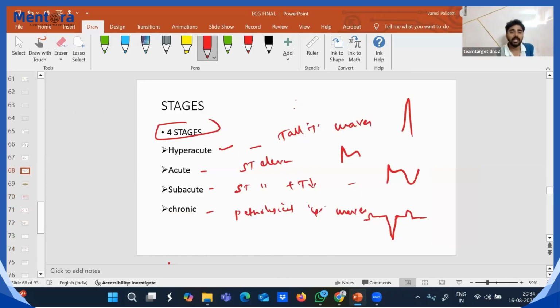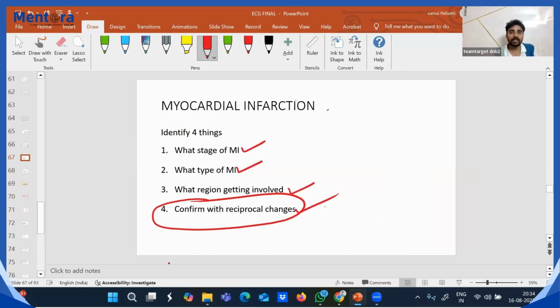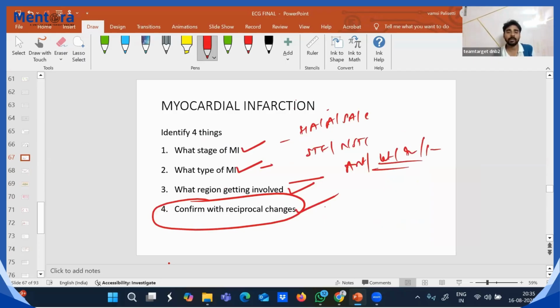What stage of MI it is, as we discussed: hyperacute, acute, subacute or chronic, based on tall T waves, ST elevation and Q waves. Then whether it is ST elevated MI or non-ST elevated MI, definitely you have to say. And the region involved: anterior wall, lateral wall, inferior wall or posterior wall, very important. And then in which leads the reciprocal changes are present.